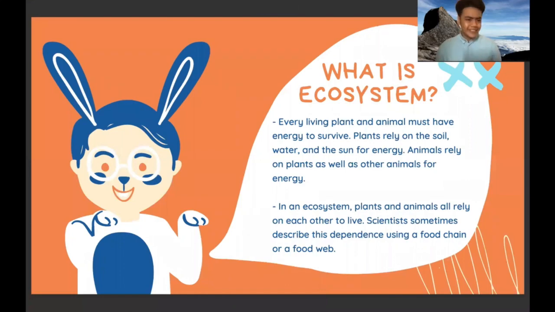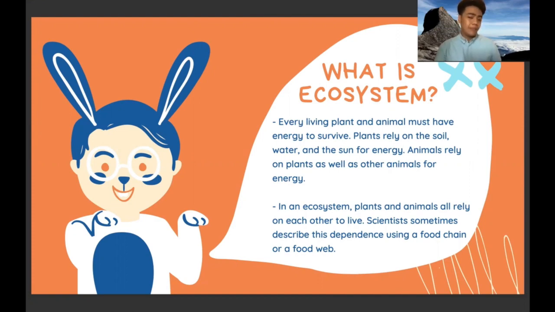So what exactly is an ecosystem? It basically means that every living plant and animal must have energy to survive. For example, plants rely on soil, water, and sun to survive, and animals rely on plants as well as other animals for energy. In an ecosystem, plants and animals all rely on each other to live. Sometimes scientists describe this dependence using the term food chain or food web.